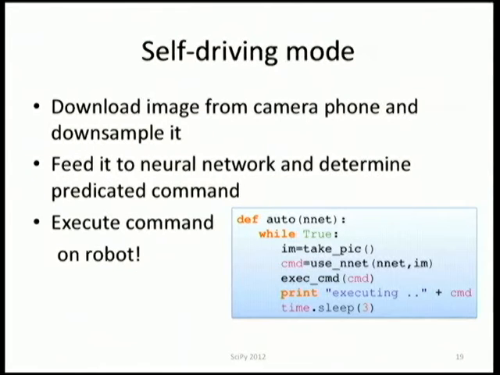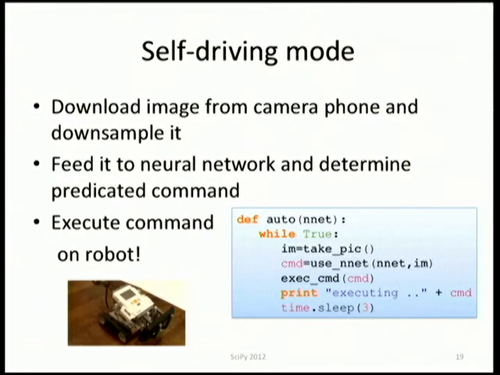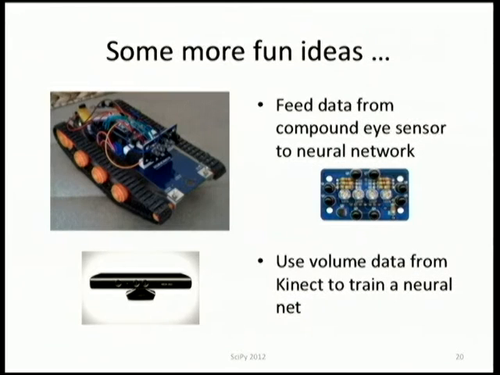In self-driving mode, you just put these things together that I described. You take a picture from the camera, and you process it. You use the function that I just showed you to activate the neural network and find out the command to execute at that point, and then you sleep and do it all over again. And you get your own self-driving robot. So that's it.